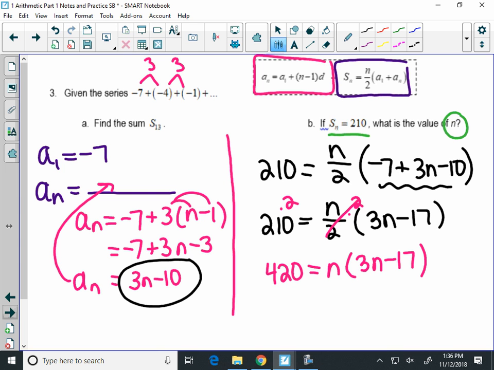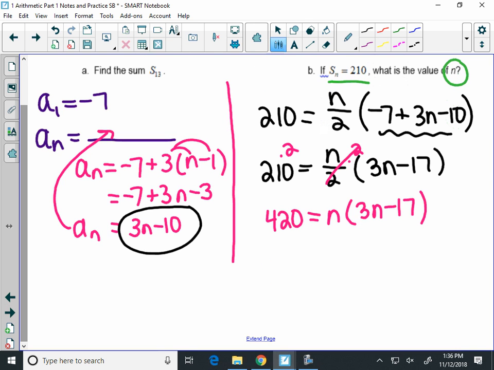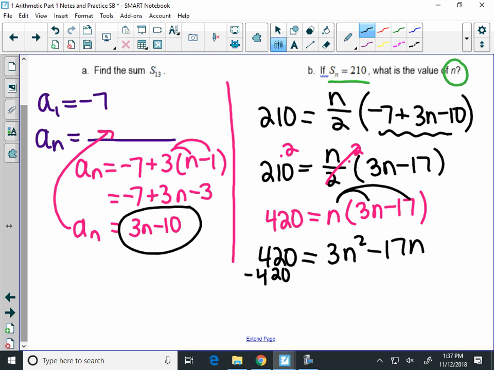Oh, this is still not looking fun. What do you think? What's next? Distribute. Okay, let's distribute. So I'm going to take the n and distribute it on the right side. So I have 420. I don't know if you know where this is going. But I'll get 3n squared minus 17n. We're going to end up factoring, but I'm going to do the factoring for you. We love factoring. Oh, you should. You're factor masters. So you need to subtract 420 from both sides.